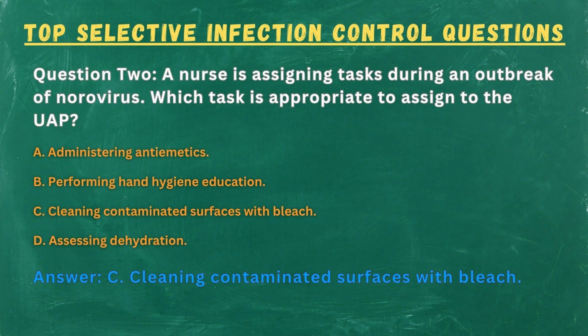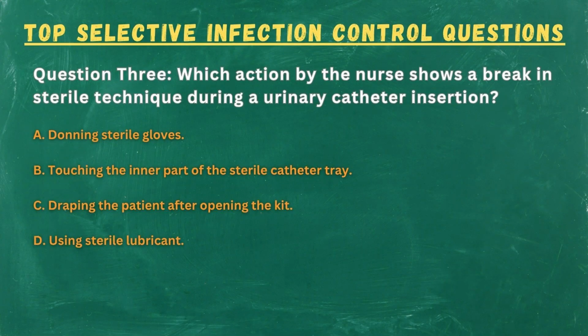Answer. C. Cleaning contaminated surfaces with bleach. Question 3. Which action by the nurse shows a break in sterile technique during a urinary catheter insertion? A. Donning sterile gloves. B. Touching the inner part of the sterile catheter tray. C. Draping the patient after opening the kit. D. Using sterile lubricant.